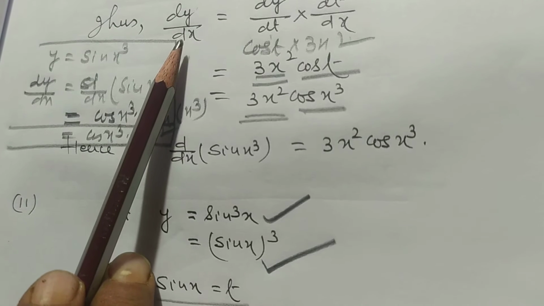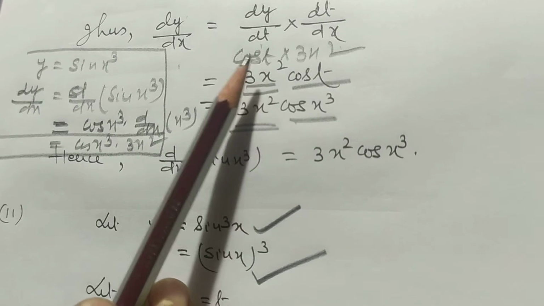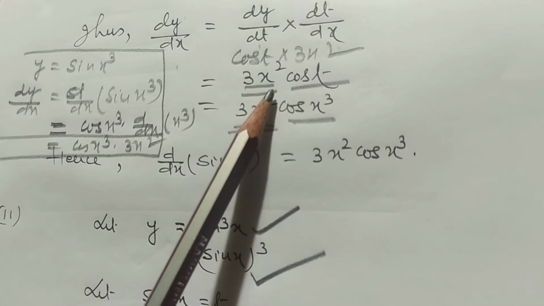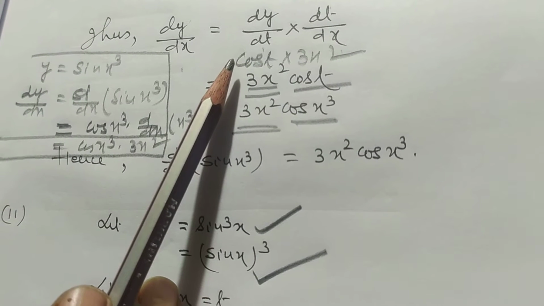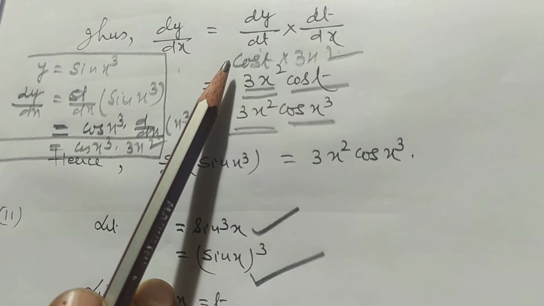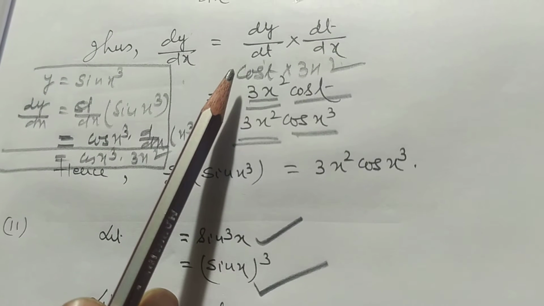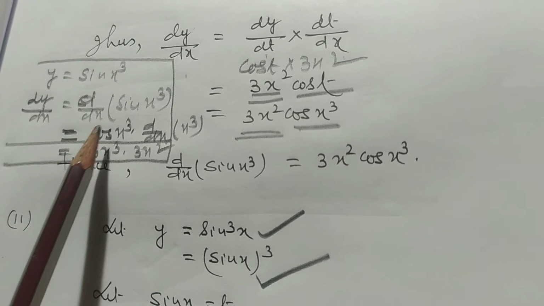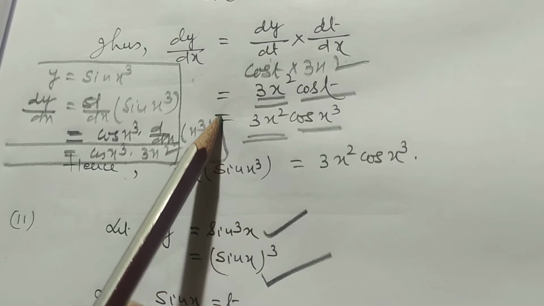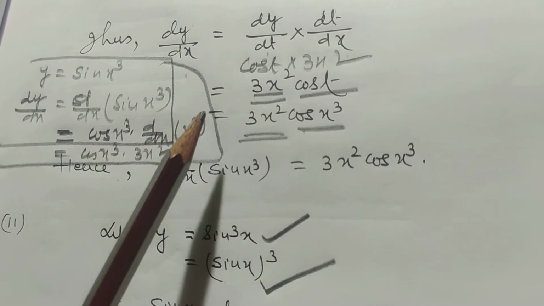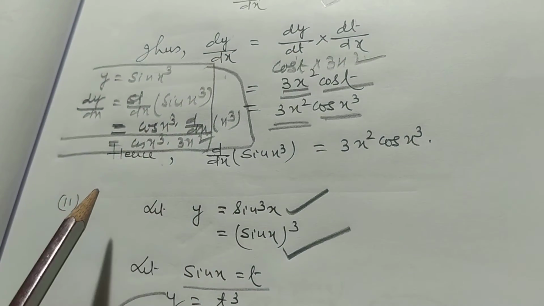If the question is asked, find dy by dx by chain rule, then you can solve it by assuming x cube is equal to t and y is equal to sine t. And if it is asked to differentiate y is equal to sine of angle x cube, then you solve it directly by applying this rule. So my dear students, I hope I have solved this problem in two ways, by chain rule and directly.